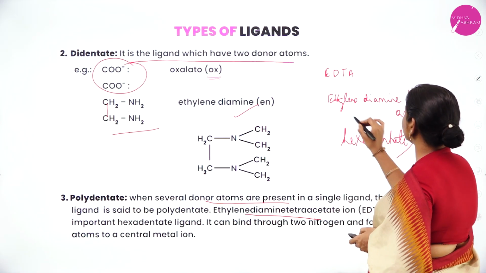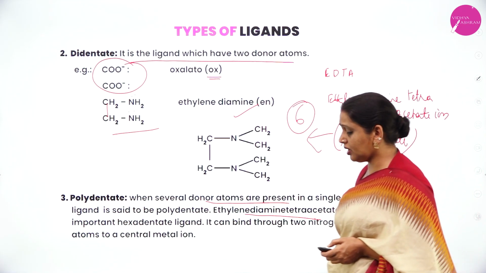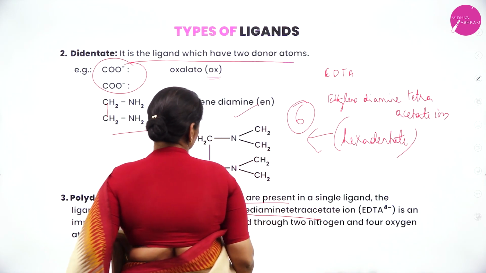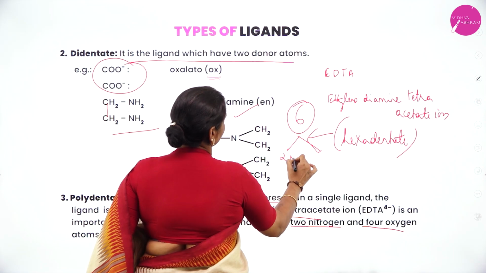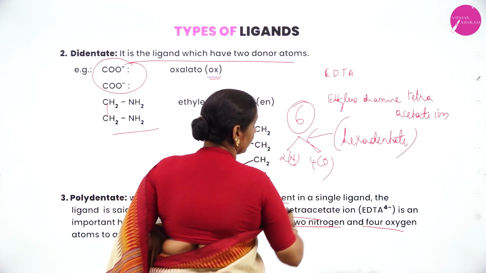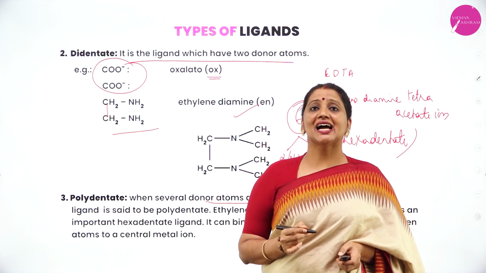Why is it called hexadentate? Because it has 6 donor atoms, that is, 2 nitrogen and 4 oxygen. It has 6 donor atoms. That's why it is called hexadentate.